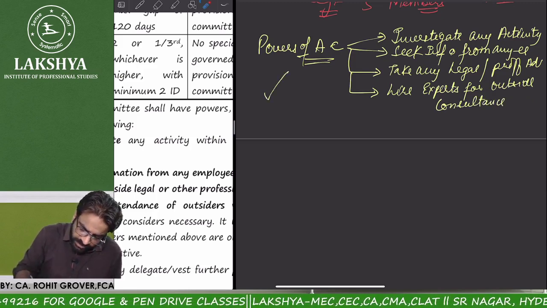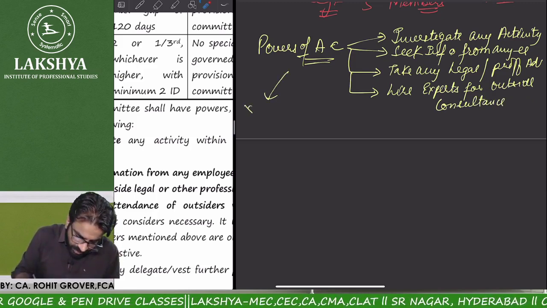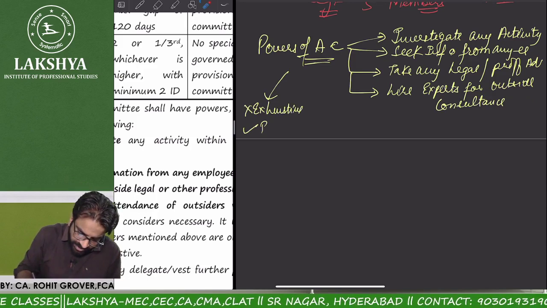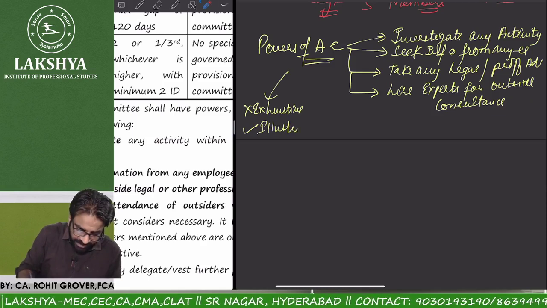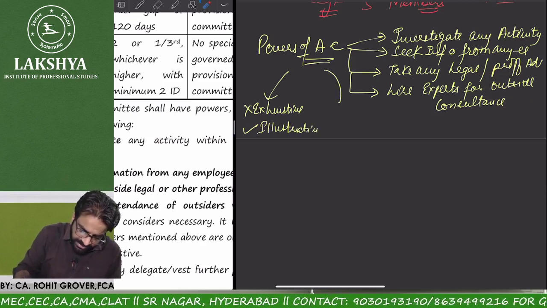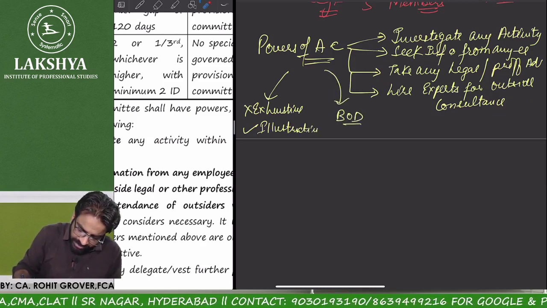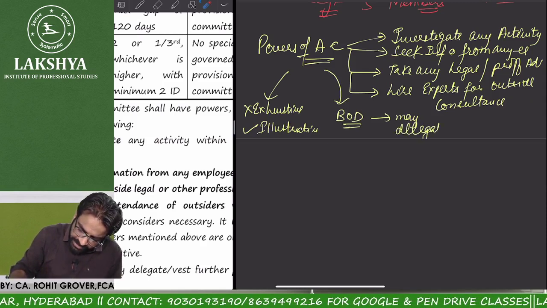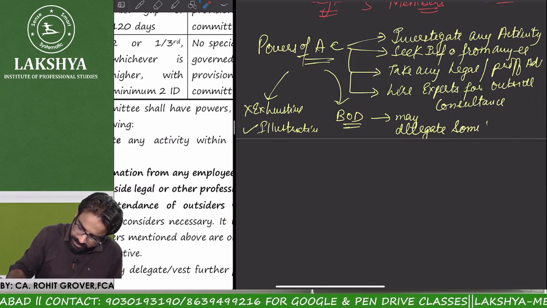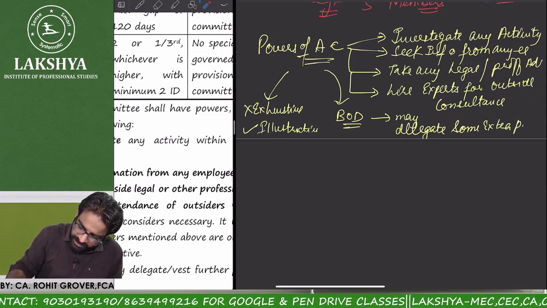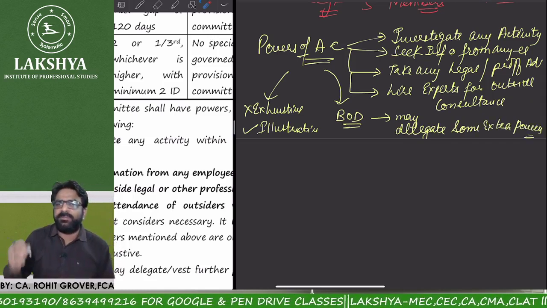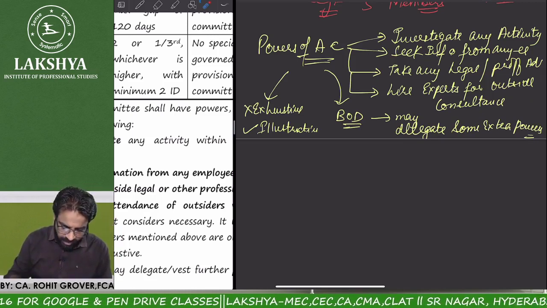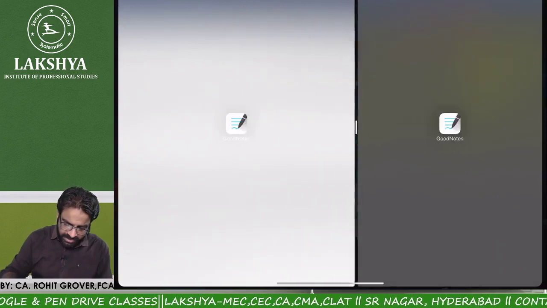And what are the two things we understood? First of all, these are not exhaustive powers. These are illustrative powers, just examples. Are you getting the point? And second thing, if the board wants, they may delegate some extra powers. I hope all of you will agree with me. So this is what we mean by the powers of the audit committee. Very small topic, right or not? Now I hope it might be looking very easy to all of you.